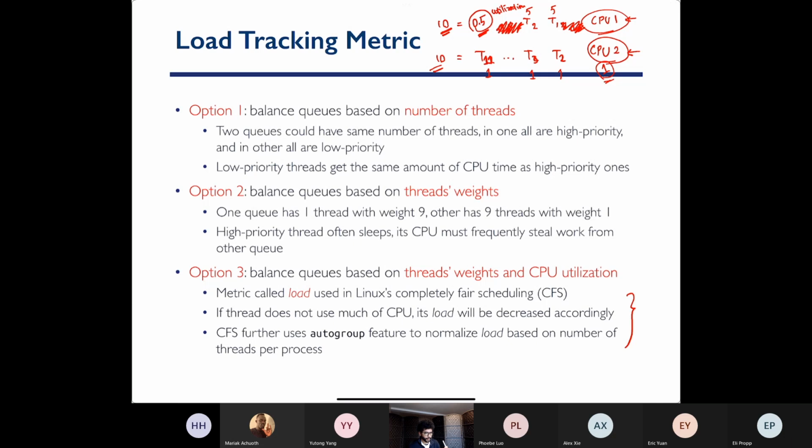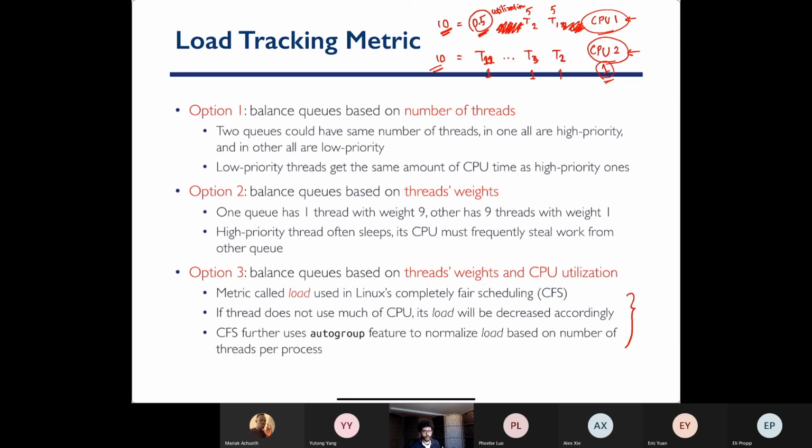The purpose of this slide is just to show that we have different metrics to consider when we want to load balance our system. And there are different things to be considered when you want to do this calculation.